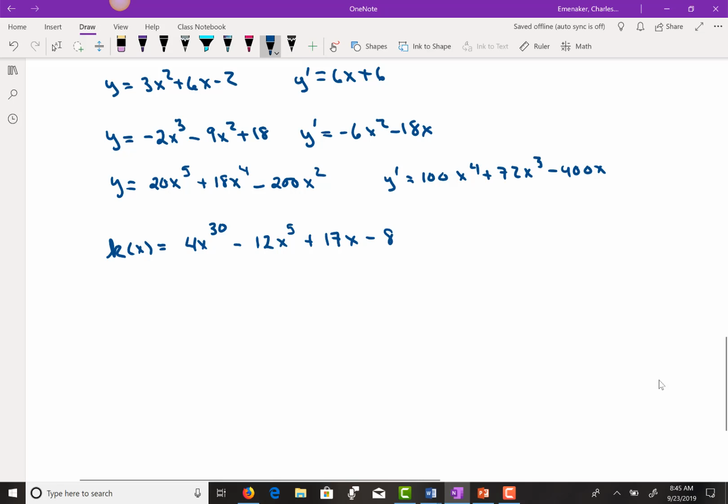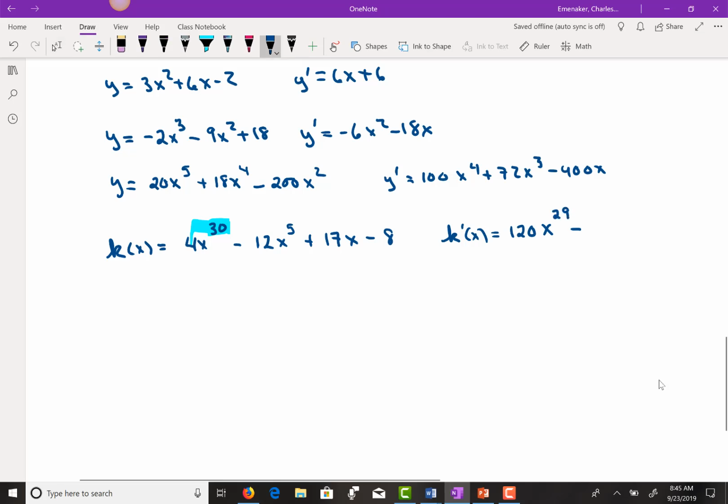The derivative to this is computed by, you take whatever the exponent is times the coefficient. 4 times 30 is 120, x squared. Then what you do is whatever the exponent is, you subtract 1. 30 minus 1 is 29, isn't it?